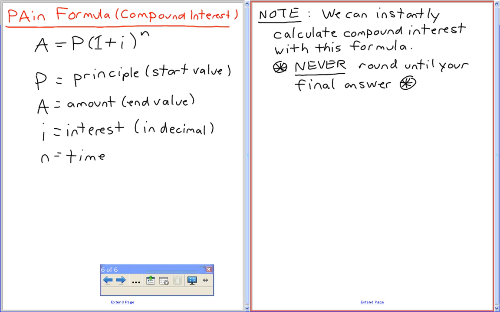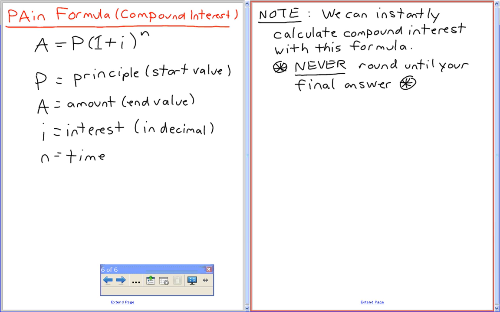Let's say you have something like 5 over 6. Either leave it as a fraction, 5 over 6, or call it 0.8333333 in your calculator. Don't just call it 0.8. That makes a big difference. Does that make sense? Be as exact as possible right to your final answer.